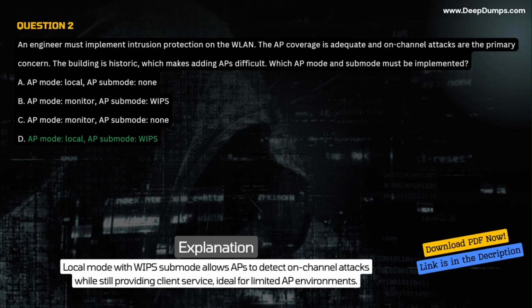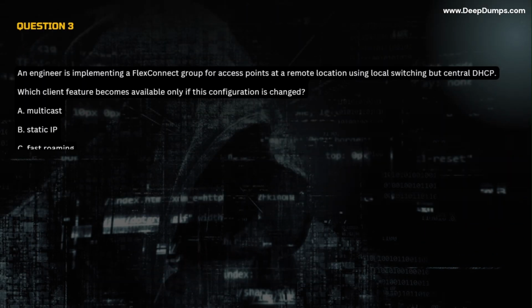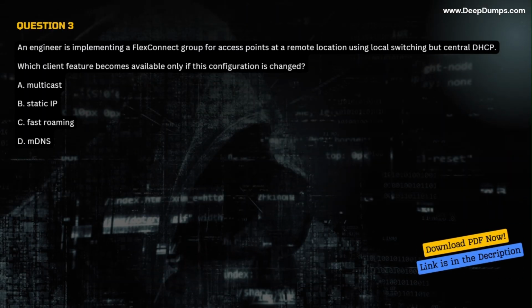Question 3. An engineer is implementing a FlexConnect group for access points at a remote location using local switching but central DHCP. Which client feature becomes available only if this configuration is changed? A. Multicast. B. Static IP. C. Fast roaming. D. mDNS.